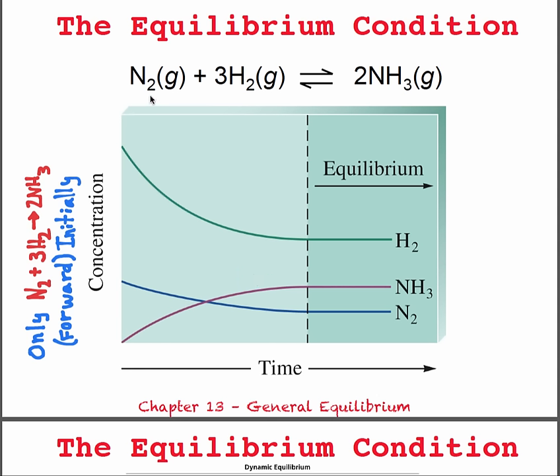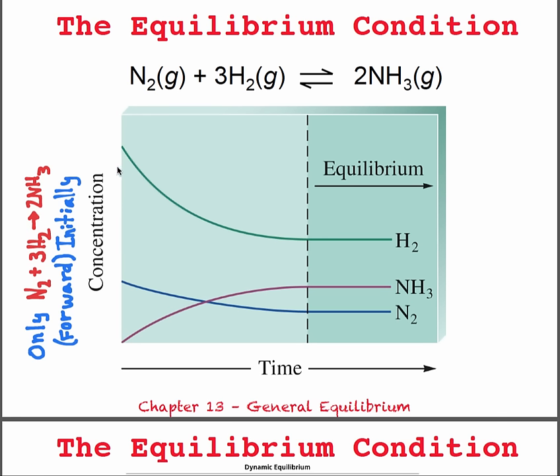Let's try one here. Nitrogen gas, hydrogen gas, reacts to give NH3 ammonia. Balanced equation 1, 3, and 2. They show a double arrow in the beginning, but this graph is actually imagining taking some H2 gas initially at time 0 and some N2 gas also at time 0 and no NH3 at time 0, but letting them react. So only the N2 and the H2 are reacting in the forward direction to give ammonia NH3 initially.